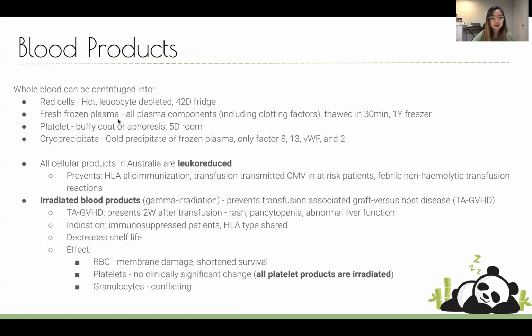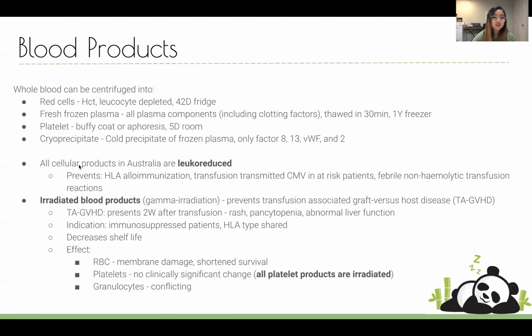Fresh frozen plasma contains all plasma components, and the clotting factors are particularly helpful in that. So it can last 1 year in the freezer. You can get platelets if people are platelet deficient. You can get cryoprecipitate, which is kind of like a part of fresh frozen plasma, but it only contains factor 8, factor 13, and von Willebrand's factor.